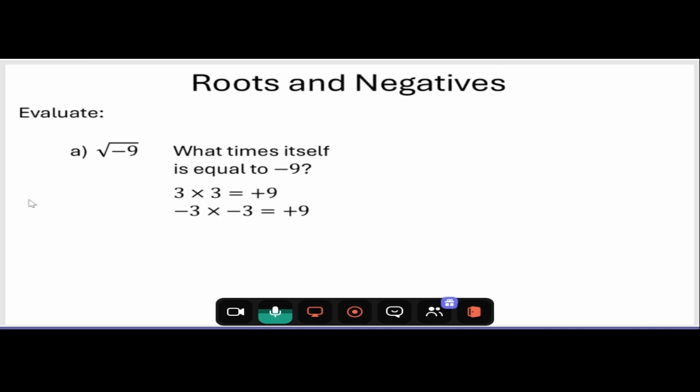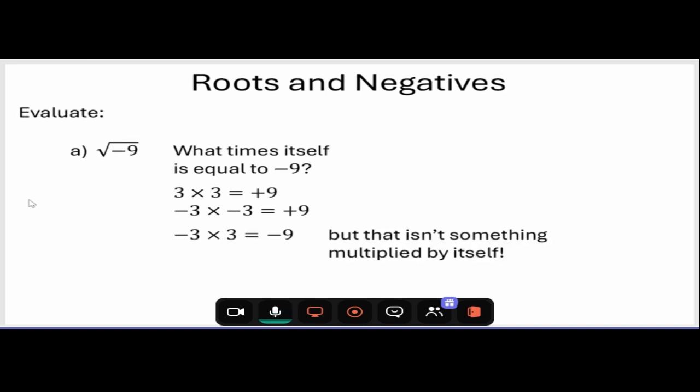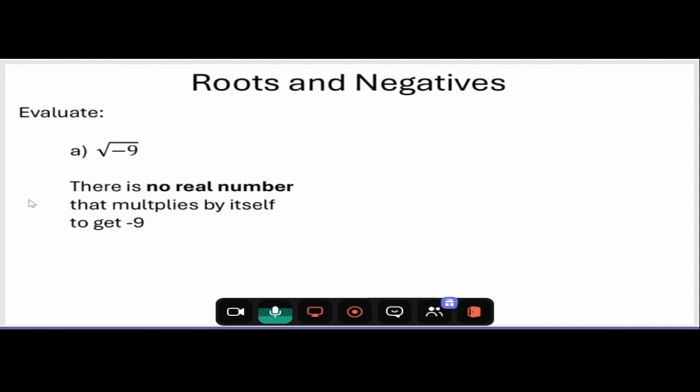You think to yourself, well, 3 times negative 3 is negative 9. Sure it is, but that isn't something times itself, right? So what we discover is there is no real number that multiplies by itself to give negative 9. Now that might sound funny that I said the word real in there. Why not just say there is no number that multiplies by itself to give negative 9? Well, you will discover in your future math courses, depending which ones you take, I guess, that there is something that we call, well, they were originally called imaginary numbers.